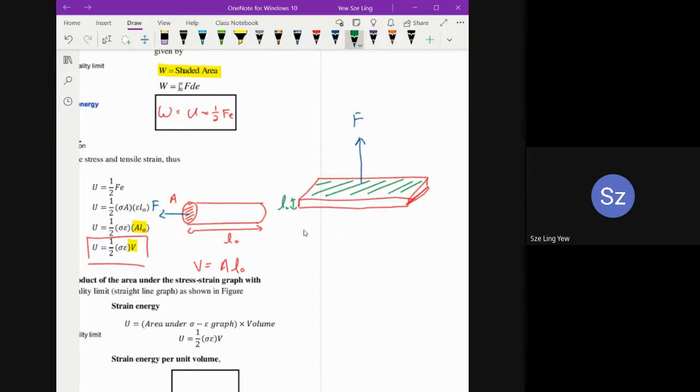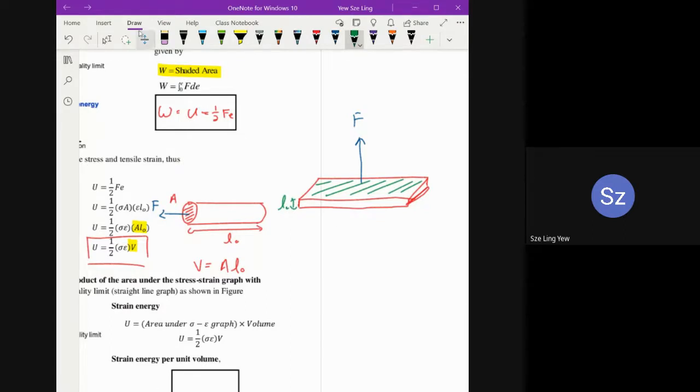So you look at the direction of the force. You look at the position of the force. Force is always perpendicular to A. So after you identify the direction of the force and also where A is, then you should be able to determine where L is. L is always parallel to the force.